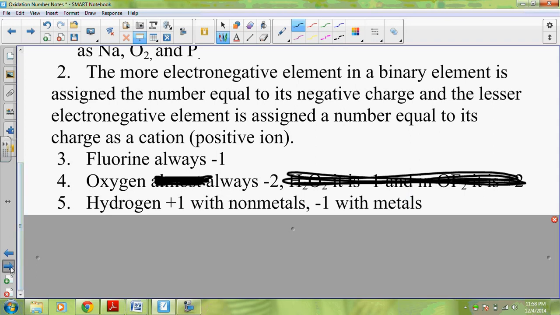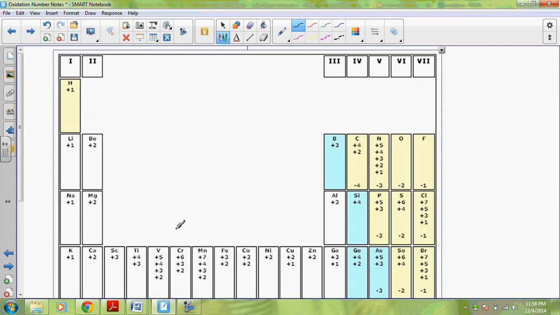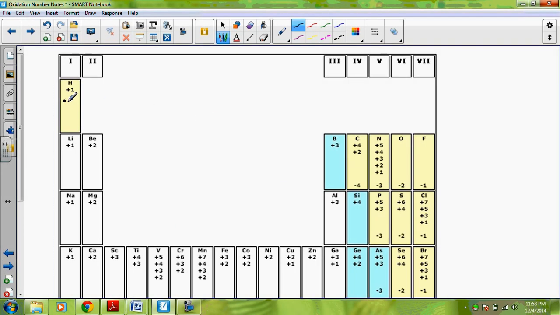By the way, over on your sheet, there should be a -1 here for you guys. This is going to be your metals. +1 is non-metal. Sorry, my writing's a little sloppy. Over here, I already crossed out.